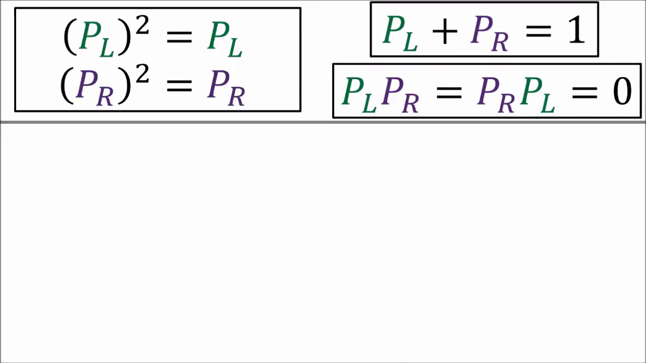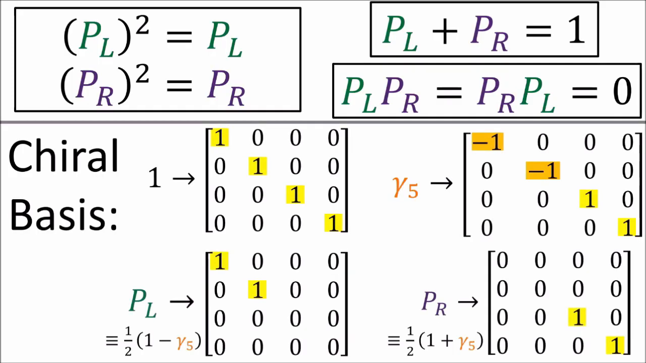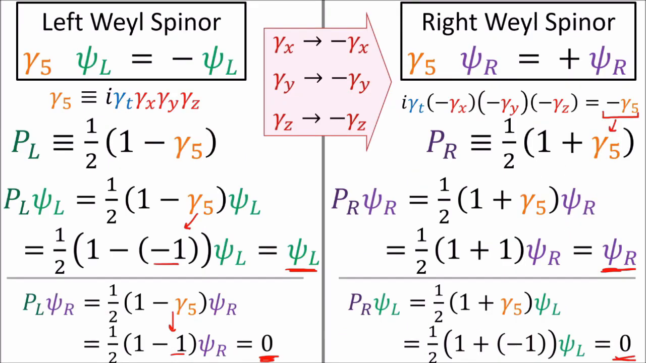When we write out these projector matrices in the chiral basis, all these properties look pretty obvious if you look at the matrices for a few seconds. In the mass basis, these properties are still true, but they are less obvious. It's useful to be able to write out these properties using abstract symbols instead of matrices, because this shows the properties are always true regardless of our choice of matrix representation.